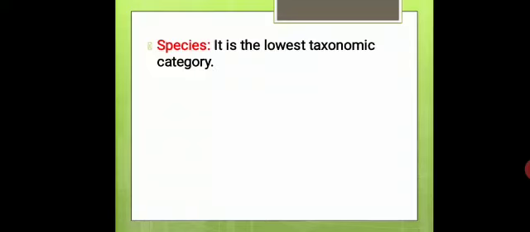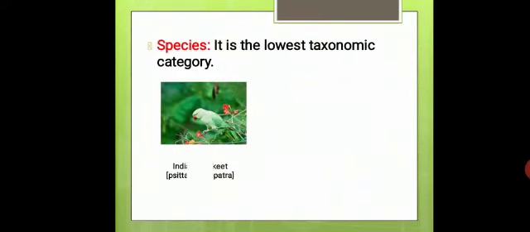First we have species. It is the lowest taxonomic category. In that triangle you saw, it was on the top, which is the smallest point. So it is the lowest taxonomic category. For example, if you say species, what does it mean? Different variety, different kind. Now if you see, this is an Indian parakeet. The scientific name of this Indian parakeet is Psittacula eupatra.